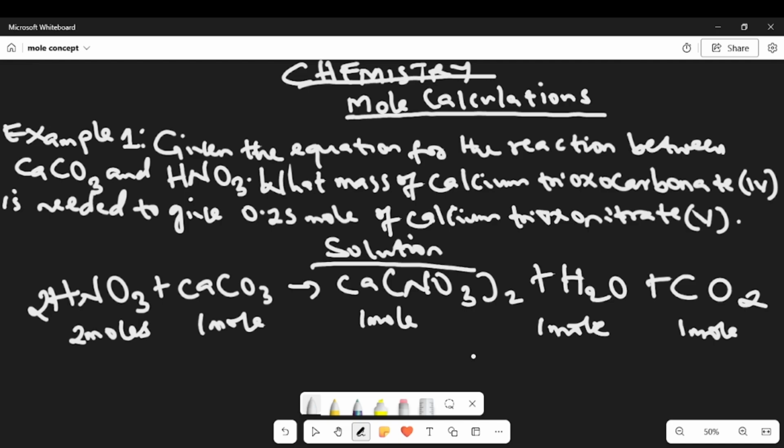Then let me continue. What mass of calcium trioxocarbonate 4 is needed? I will read that again. What mass? They did not say what mole. They said what mass of calcium trioxocarbonate 4 is needed to give 0.25 mole of calcium trioxonitrate 5. You see, they did not give you the formula of calcium trioxonitrate 5. So it's through your chemical equation that you are going to get that. And thank God I've given it to you already.